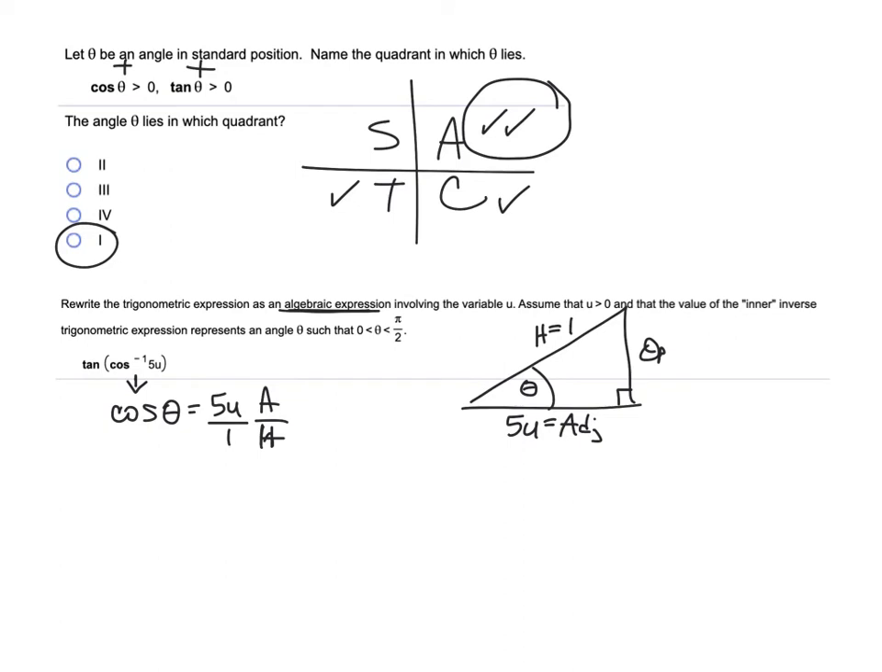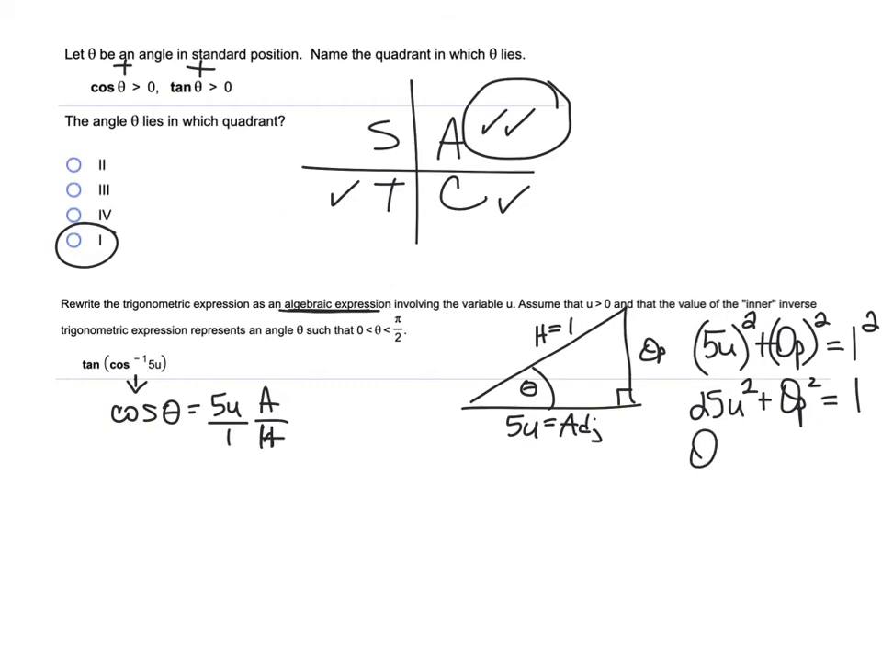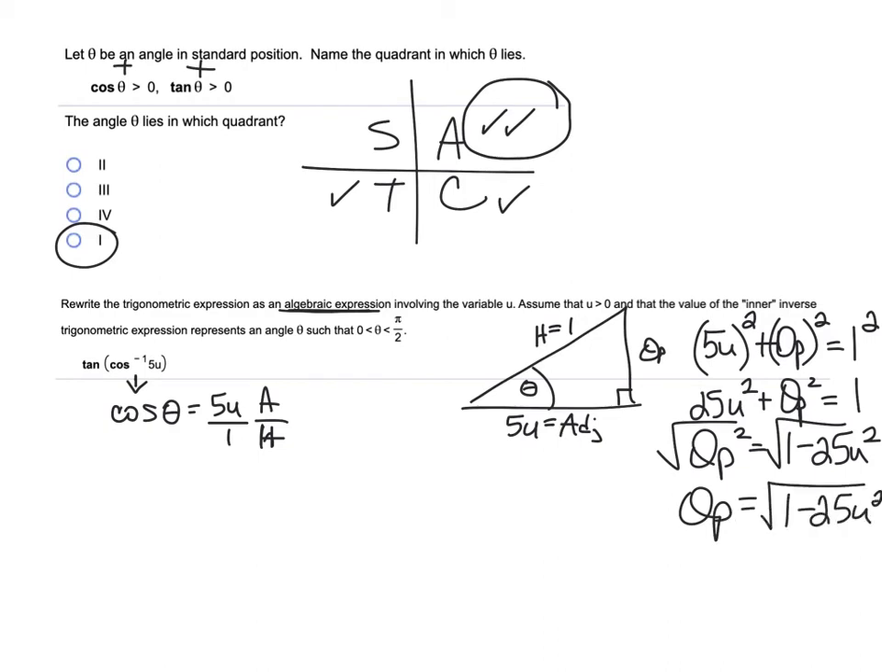We need to find the opposite, and let's use the Pythagorean theorem. The Pythagorean theorem says the two smaller sides squared should equal the longer side, the hypotenuse, squared. Let's solve for the opposite. So 5u squared is 25u squared, and 1 squared happens to be 1. So opposite squared is 1 minus 25u squared. And finally, let's square root both sides. So my opposite side is the square root of 1 minus 25u squared.